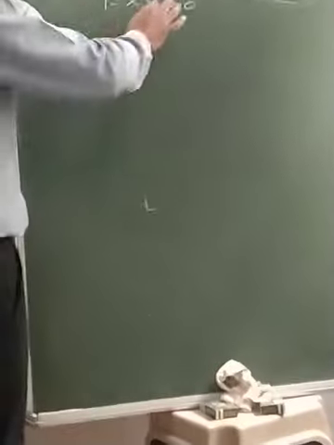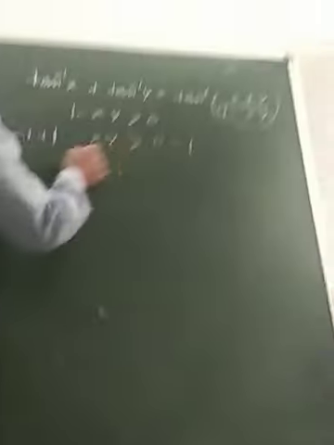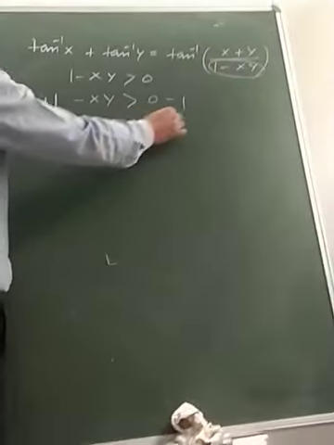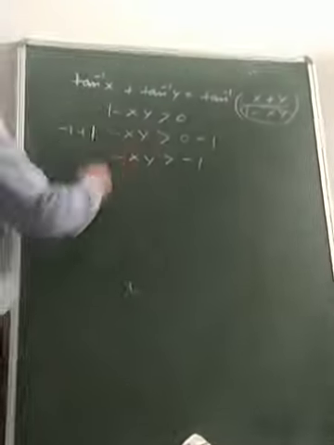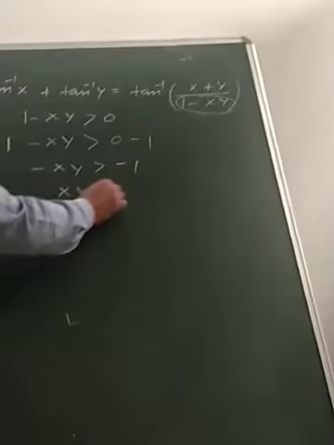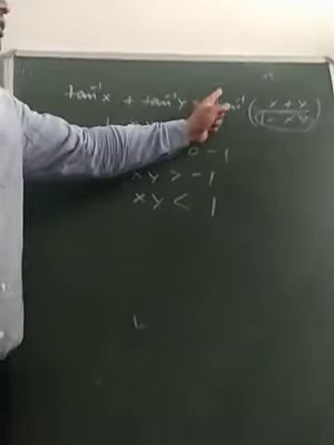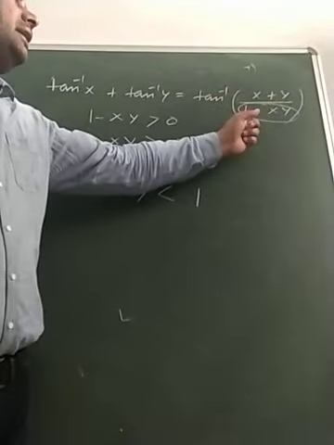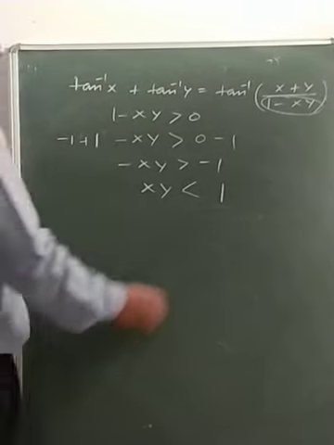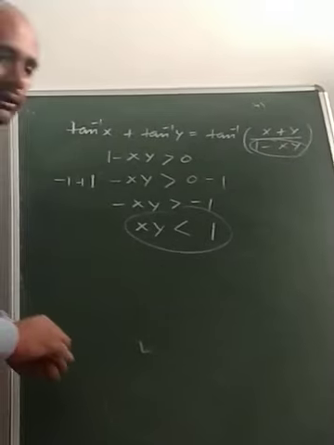So we will subtract 1 from both sides: minus xy is greater than minus 1. Multiply both sides by minus 1. Minus minus is plus, but the sign of the inequality changes. It means tan inverse x plus tan inverse y is equal to tan inverse of x plus y upon 1 minus xy, and xy is less than 1.